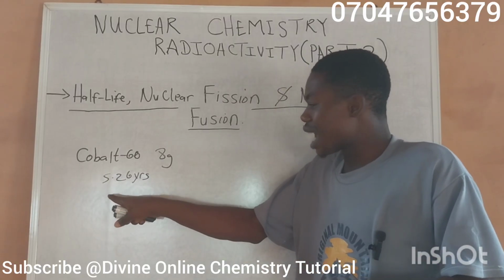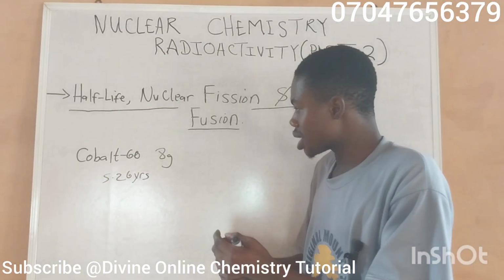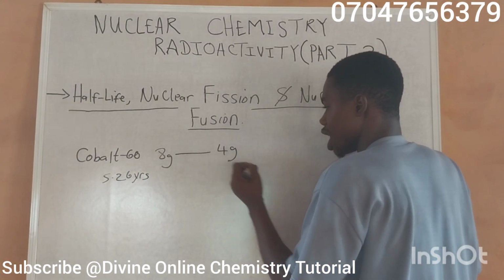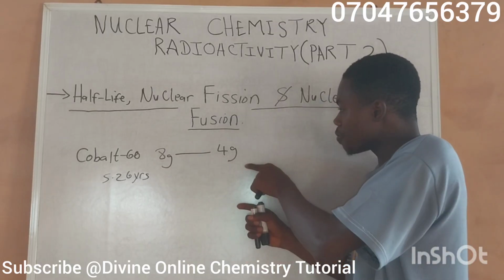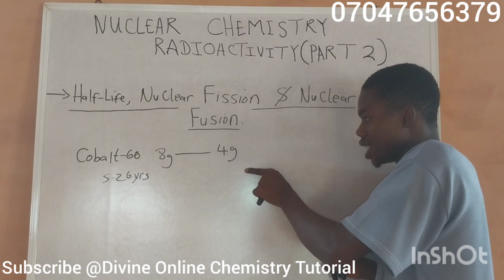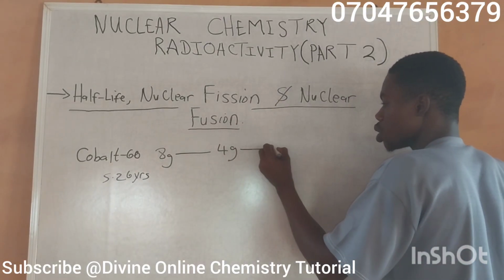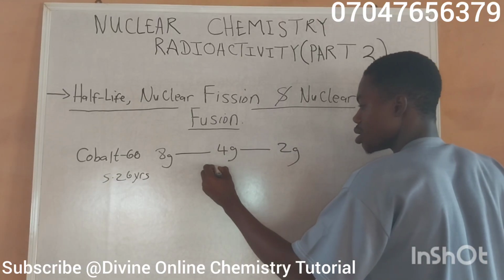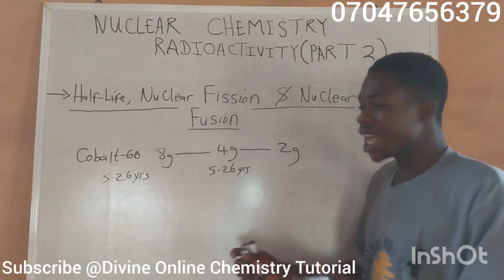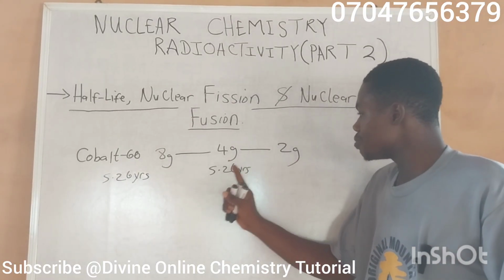Decay at the end of this 5.26 years. The same thing occurs. So 4 grams now remains. At the end of another 5.26 years, half of this 4 grams will also decay. If half of this 4 grams decays, what will be remaining? 2 grams. Are you seeing it now? So in another 5.26 years, half of this 4 grams would have decayed, remaining only half.